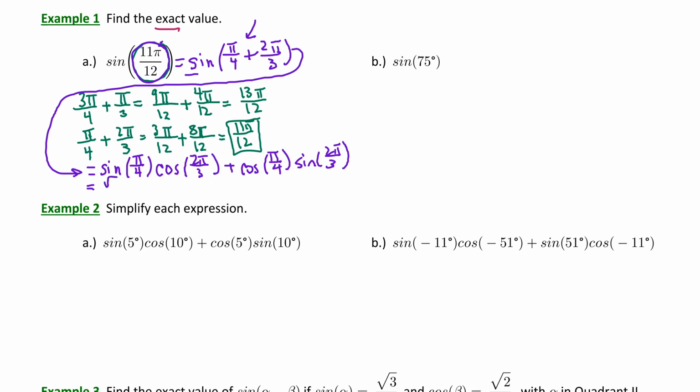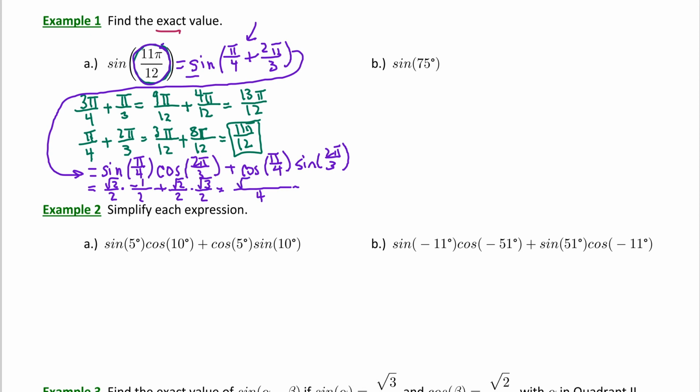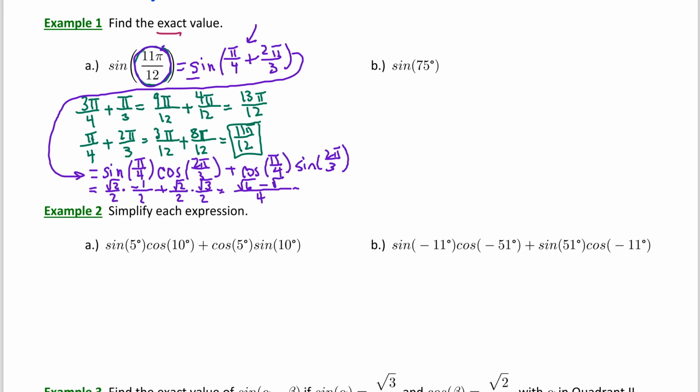Sine of pi over 4 is the square root of 2 over 2. Cosine of 2 pi over 3 is negative 1/2. Cosine of pi over 4 is the square root of 2 over 2. And sine of 2 pi over 3 is the square root of 3 over 2. Notice we're going to get a common denominator there of 4, so I'm going to go ahead and combine my fractions into a single fraction. And I'm going to lead with the positive term in the numerator. So square root of 2 times square root of 3 gives us square root of 6. Square root of 2 times negative 1 gives us negative square root of 2. So the exact value for sine of 11 pi over 12 then is the square root of 6 minus the square root of 2 over 4.